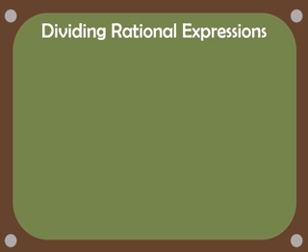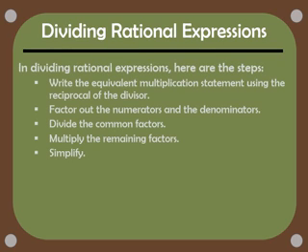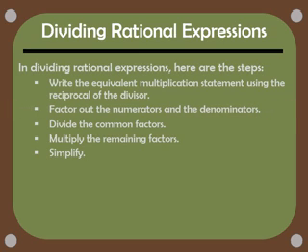I think that's all for the multiplying of rational expressions. So we need to move on to dividing rational expressions. So in dividing rational expressions, here are the steps. Step 1. Write the equivalent multiplication statement using the reciprocal of the divisor. Step 2. Factor out the numerators and denominators. Step 3. Divide the common factors. Then multiply the remaining factors. And lastly, simplify if possible.